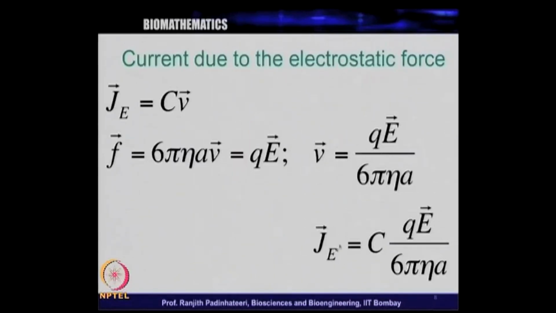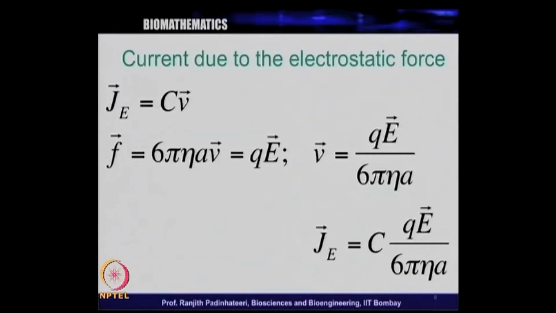So, essentially what you have is J E is C times Q E by 6 pi eta a. I just substitute this v in this equation. So, v is Q E by 6 pi eta a, and I substitute for this velocity from here. So, I get J E is C times Q E by 6 pi eta a. Now we found out two currents, J E and J D. This is simple algebra, I just rearranged all this.